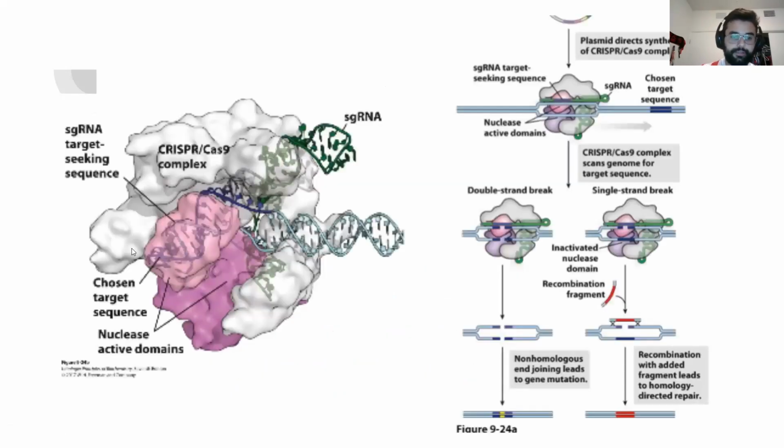So this is just a picture right here. So this is our CRISPR-Cas9 complex. I know it's a little bit complicated, but basically you're going to see our sgRNA is going to find a specific area of the DNA that we want.